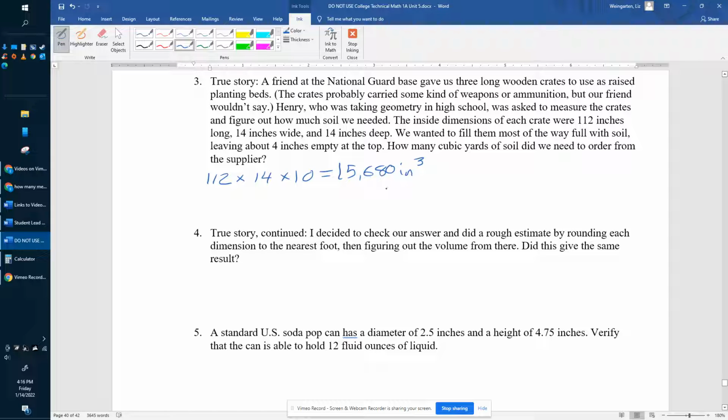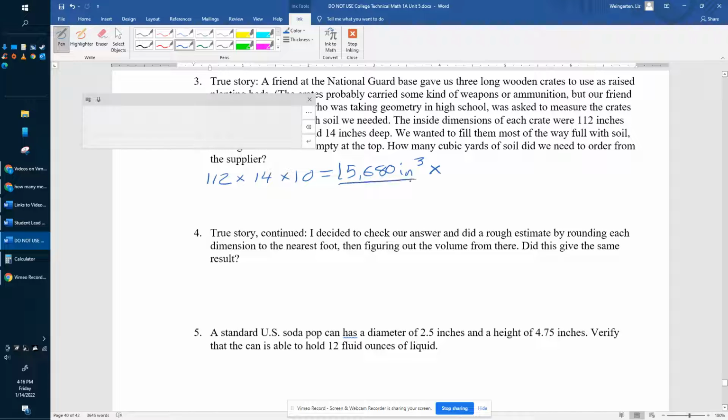All right, how many cubic yards of soil did we need in order to order from the supplier? So now we have to convert this cubic inches into cubic yards. So let's convert it into feet first. So we need inches on the bottom and feet on the top. We need to cube it. And now we need to convert to yards. So we're going to have feet on the bottom, yards on top, and we need to cube it.